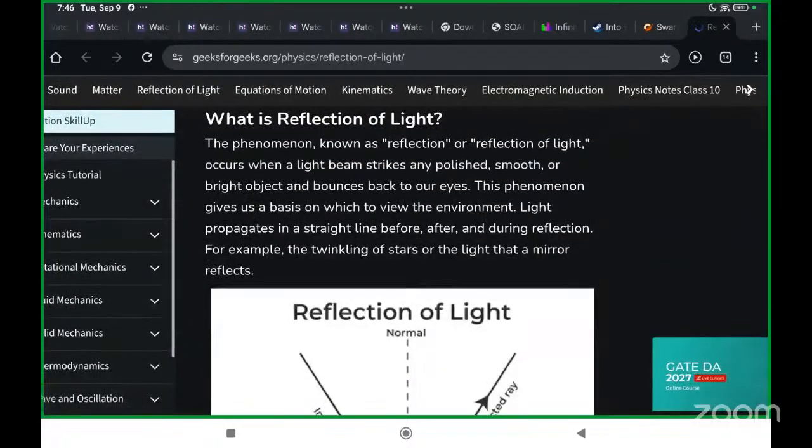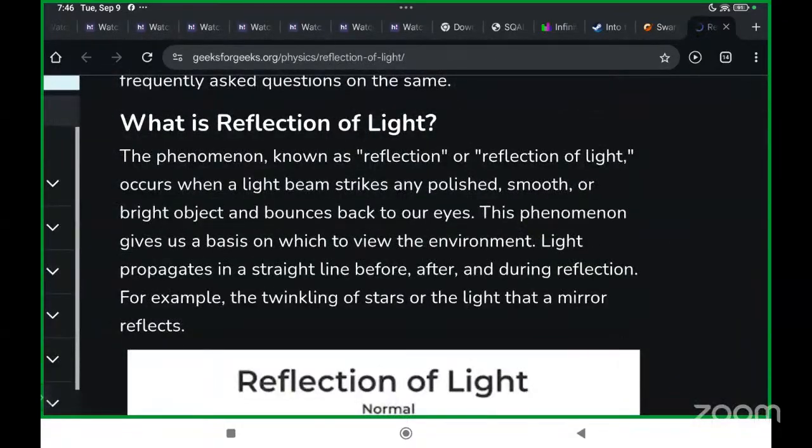Now, we have studied about this, right? That reflection occurs when a light beam strikes any polished, smooth, or bright object and bounces back to our eyes. This phenomenon gives us a basis on which to view the environment. Light propagates in a straight line before, after, and during reflection.